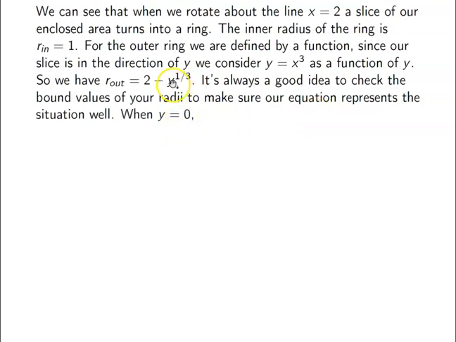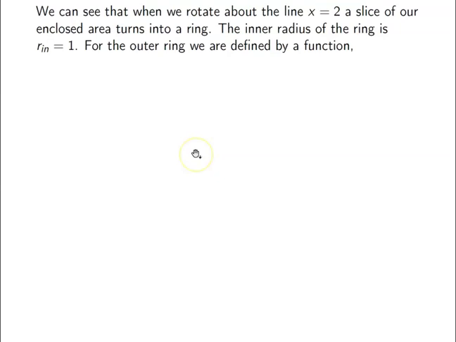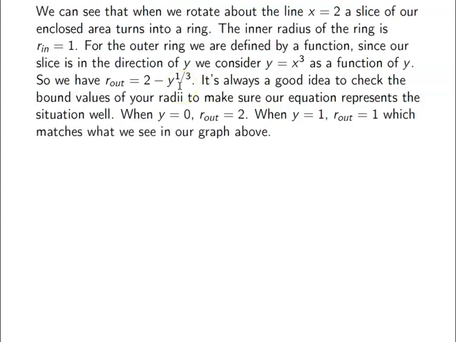So if I plug in 0 here, I should get the max radius of 2. Okay, max radius of 2, which I do, right? When I plug in 0 here, 2 minus 0 is 2. When y equals 1, when I plug in 1, I get 2 minus 1, which is a radius of the outer ring of 1. Okay, so I'm fairly confident that this tells me my radius very well, for the outer radius.